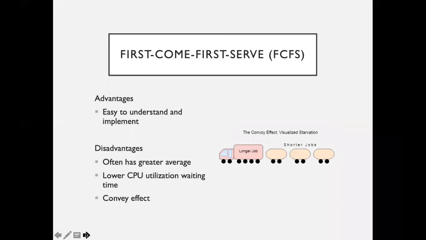First come, first serve is an algorithm that allocates processes to the CPU in the same order that they arrive at the ready queue. This algorithm is very easy to understand and implement, but often has longer average waiting time, which results in lower CPU utilization. This algorithm is also associated with an effect called the convoy effect, where a short job arrives after a long job, causing the short job to have unnecessarily long waiting time.